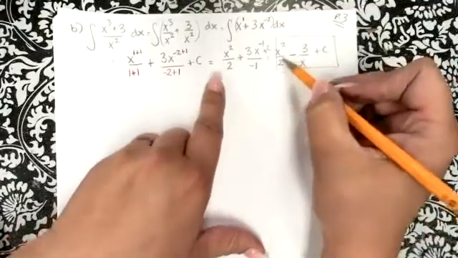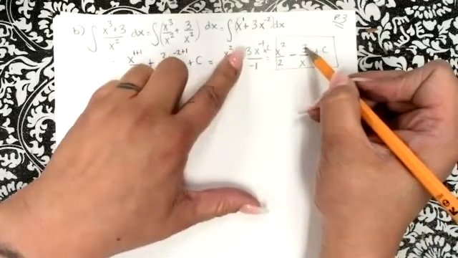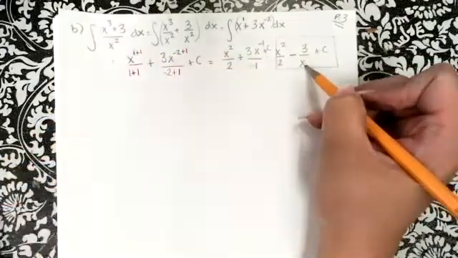So right here, you have an x squared over 2. Right there, a positive negative makes that a negative. And then I'm left with 3, and the x to the negative 1 makes that a denominator.